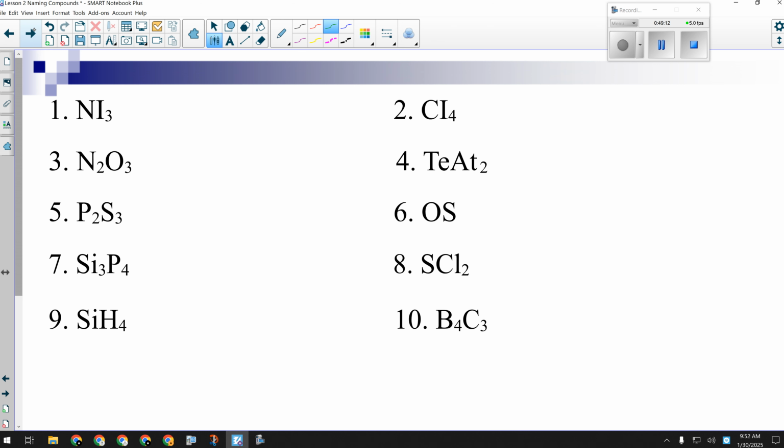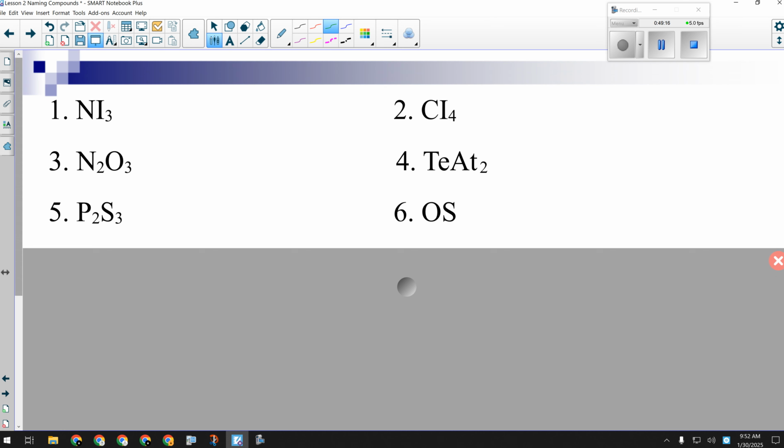All right, let's see what we remember from last year. Try the first 6 there. Let's see how we do. What's the only prefix that doesn't get used on the first element? Mono. Chemists just have to have something to make themselves feel superior, so they got to have some little trick in there, but you guys already know it. Mono is the only prefix that never gets used on the first element.